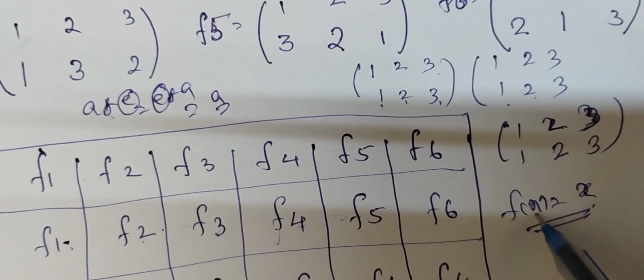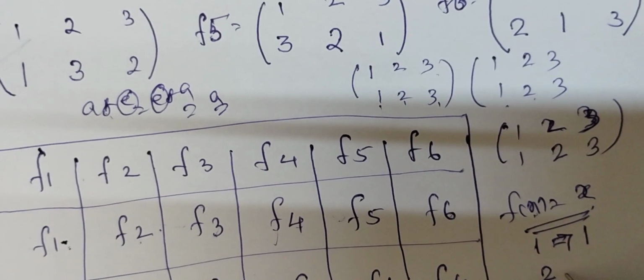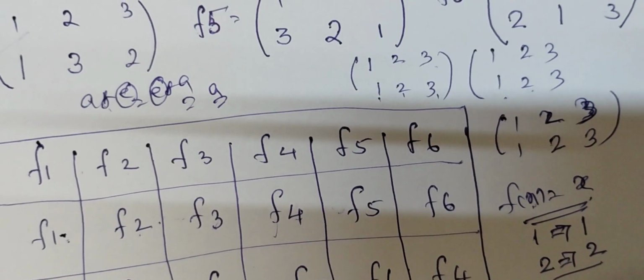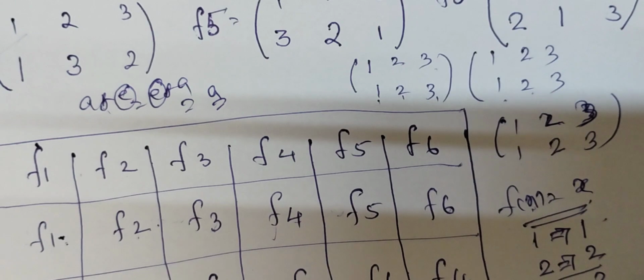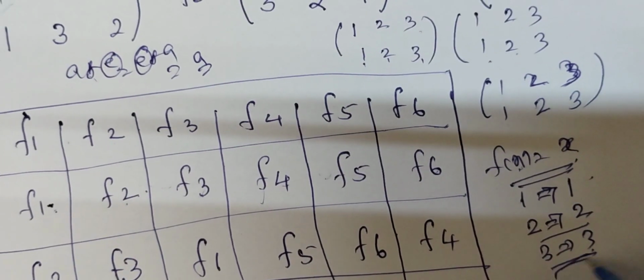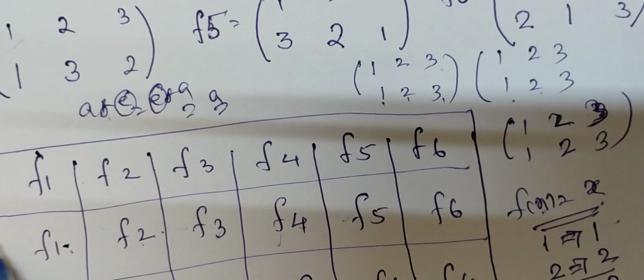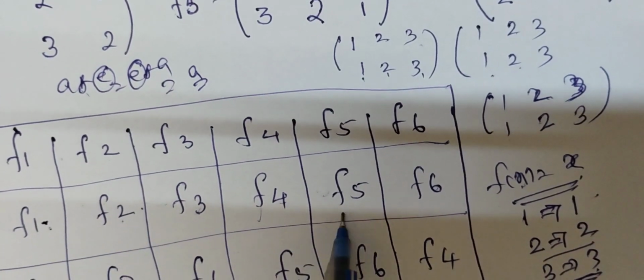When you put 1, its image is equal to 1 only. When you put X is equal to 2, its image is equal to 2 only, and for 3, 3 only. So 1 goes to 1, 2 goes to 2, 3 goes to 3. So this is the identity map. So this F1 is the identity map. So whenever you operate with this F1, you get the same element.